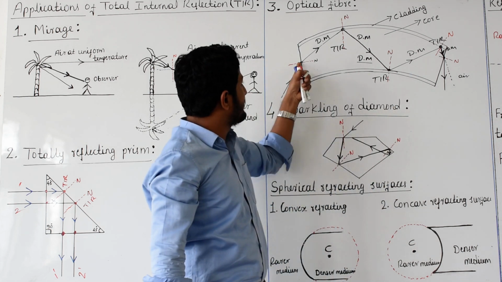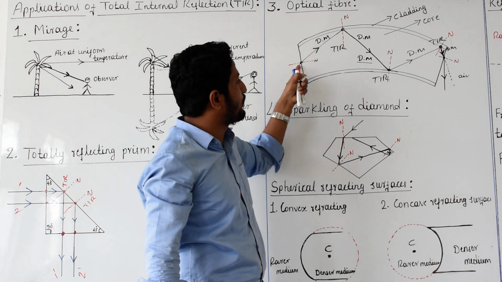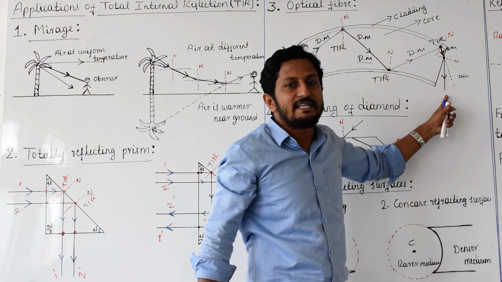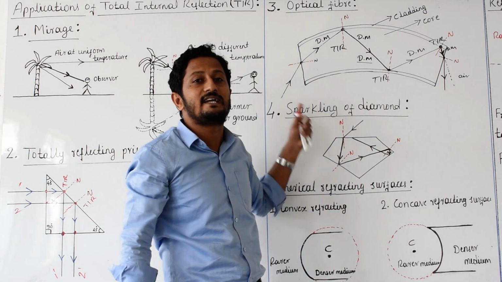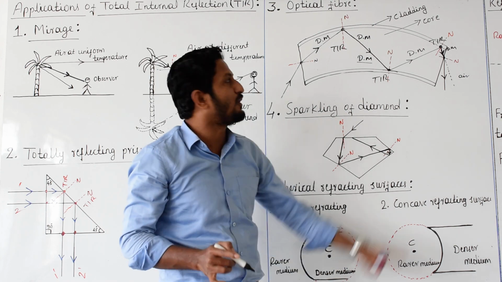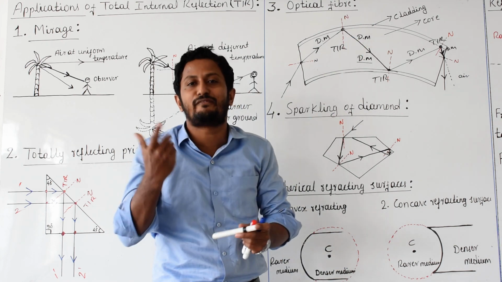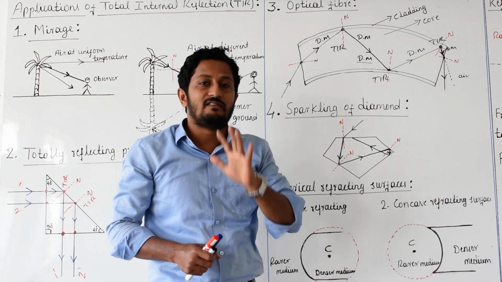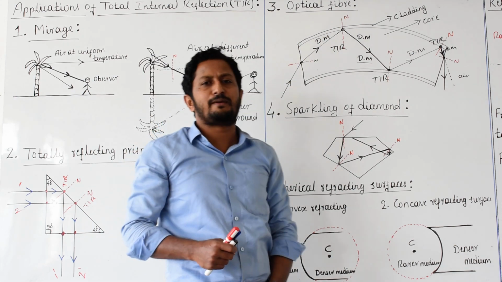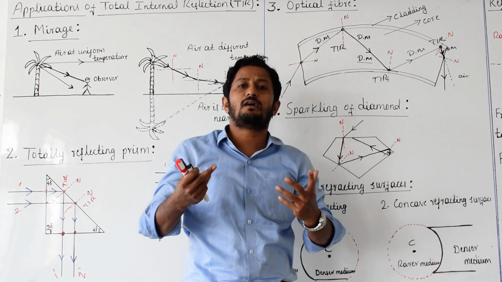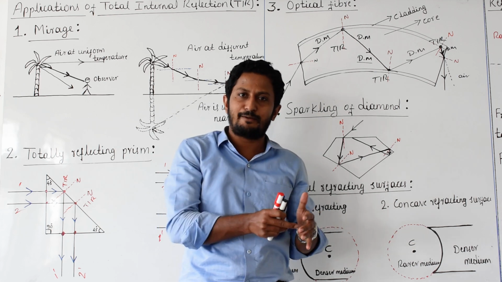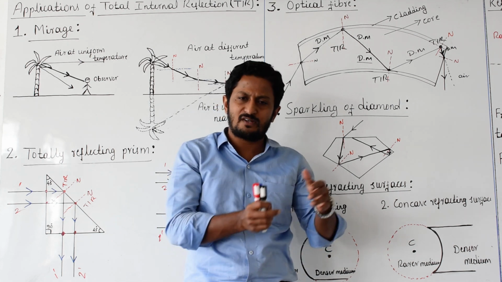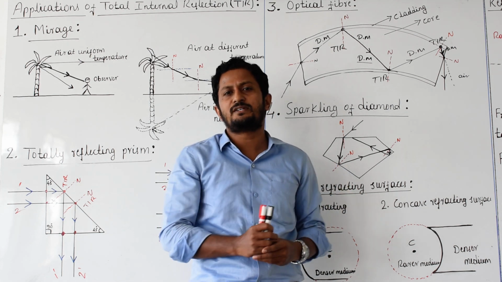We entered light through that optical fiber somewhere here and finally we got that light here. The intensity of this emergent light ray and this entered light ray remains the same because of TIR, totally reflected. Have you understood? This is called optical fiber. This optical fiber has many applications. It has its own very important applications.